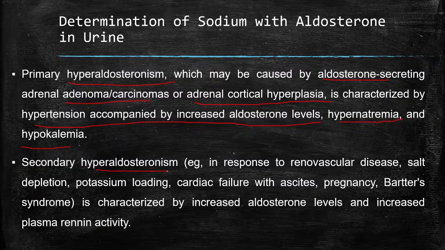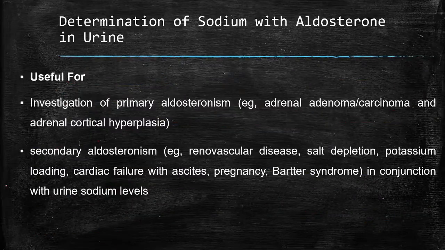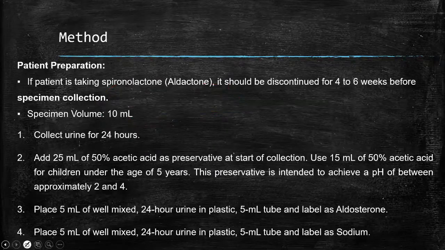Secondary hyperaldosteronism is in response to renovascular disease, salt depletion, potassium loading, cardiac failure with ascites, pregnancy, Bartter syndrome. This is characterized by increased aldosterone level and increased plasma renin activity. Okay. So this determination of aldosterone is useful to detect primary aldosteronism and secondary aldosteronism. Okay.